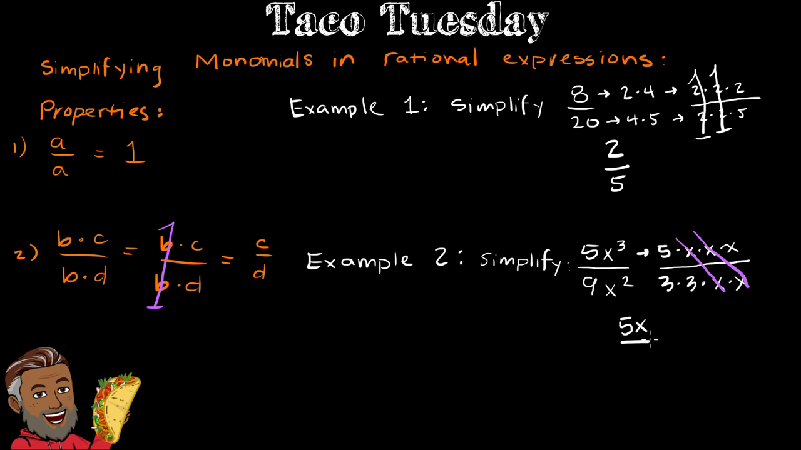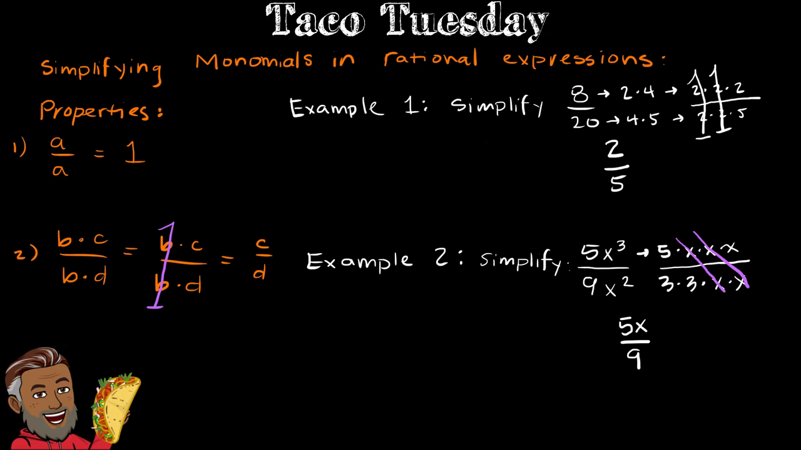So on the top, I have 5x, 5 times x. And then on the bottom, I have 3 times 3 times 1 times 1, or just 3 times 3, which is 9. So from here on out, I'll probably stop saying the 1 times 1 part and just say the numbers that are not 1. So our example number 2, we have 5x over 9.